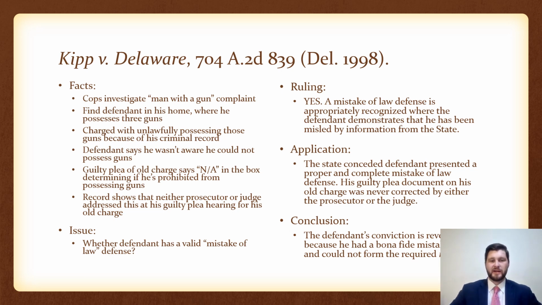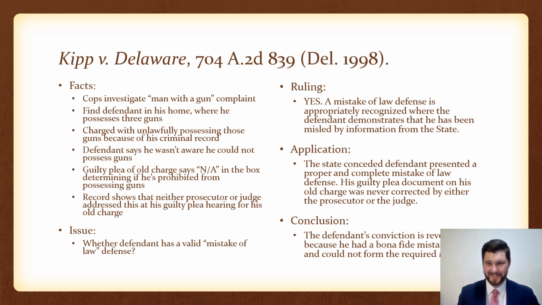So does the defendant have a valid mistake of law defense? The court says yes, and funnily enough, the prosecution says yes too. They concede it on appeal. They say, yeah, that's not fair. This is a true mistake of law defense. It is appropriately recognized where the defendant demonstrates that he has been misled by information from the state. And that's what happened here. His guilty plea document on his old charge was never corrected by either the prosecutor or the judge.